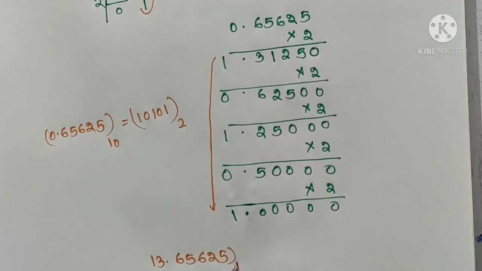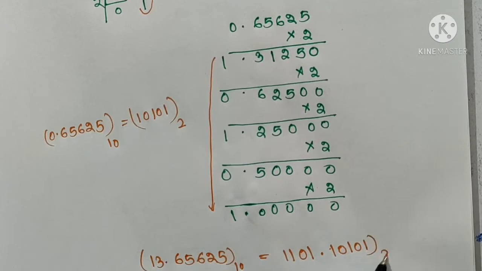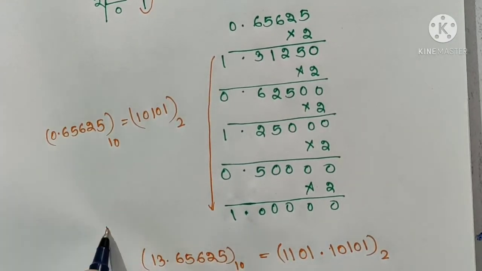So 13.65625 base 10 equals 1101.10101 base 2. So your correct option is option C.